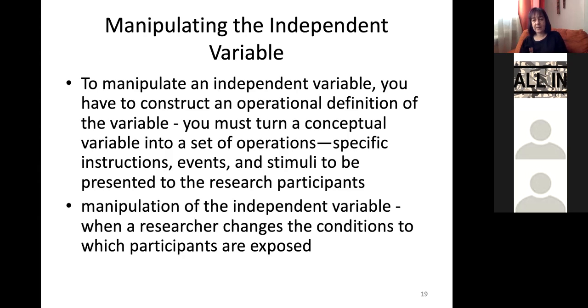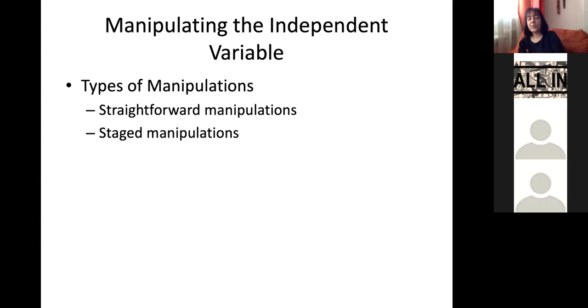And then the next topic that I want to discuss is how we manipulate the independent variable. We always have some operational definitions of the independent variable. We should find a way to provide different experimental conditions for the participants. And there are two types of manipulation of the independent variable. One of them is called straightforward manipulations.